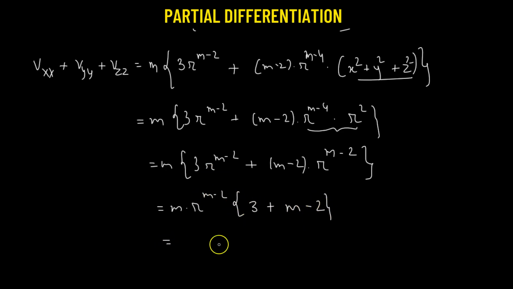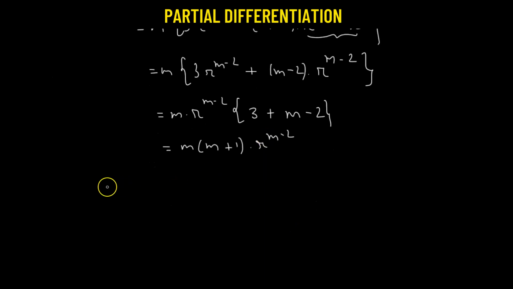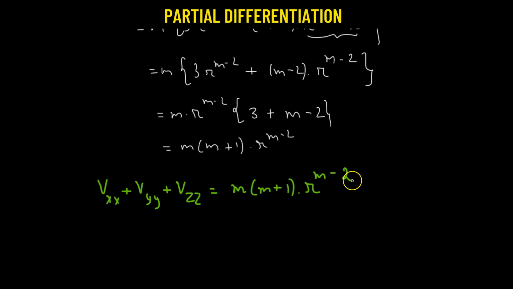So that finally gives us m times (m + 1) multiplied to r raised to the power of (m − 2). So therefore we can say that the second partial derivative of v with respect to x plus the second partial derivative of v with respect to y plus the second partial derivative of v with respect to z will be equal to m times (m + 1) multiplied to r raised to the power of (m − 2).